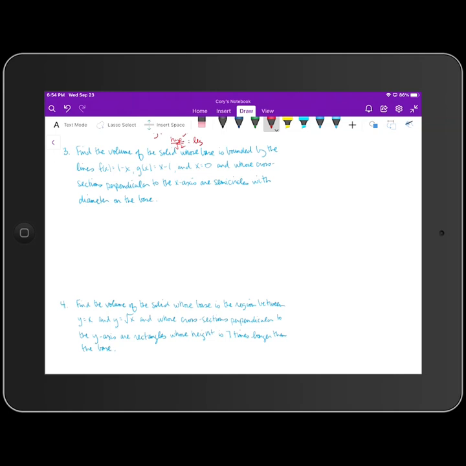Okay, and then for number 4, you're asked to find the volume of the solid whose base is the region between y is equal to x and y is equal to rad x, and whose cross sections perpendicular to the y-axis are rectangles whose height is 7 times longer than the base. Okay, I want you guys to give those two problems a try. Again, just do the setup only for those, and then we'll pick up with those two examples to start the next video.